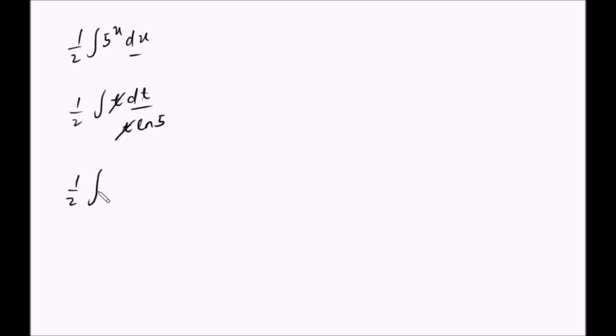So I have arrived at 1 over 2 times the integral of 5 to the power u du. 5 to the power u we said is t, and du we said is dt over t ln 5. So this one and this one cancel, and I remain with 1 over 2, so we have dt over ln 5. ln 5 is a constant, so I take it out, and it is 1 over 2 ln 5 times the integral of dt. So integrating dt, I get 1 over 2 ln 5 times t plus c.